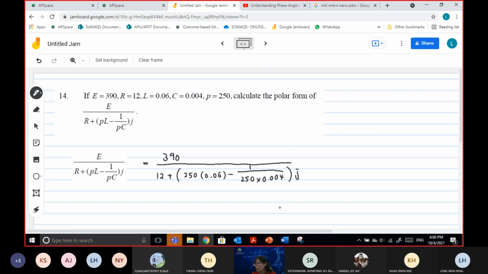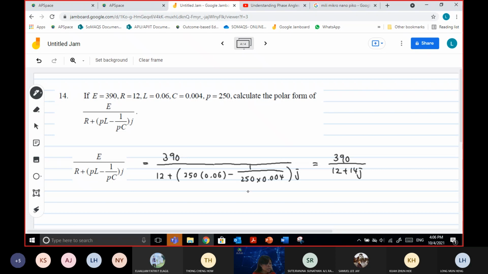So may I know what you get after you simplify? At the top is 390. What do you get for the bottom after you simplify? 12 plus 14J. Yes, correct. Okay, thank you.